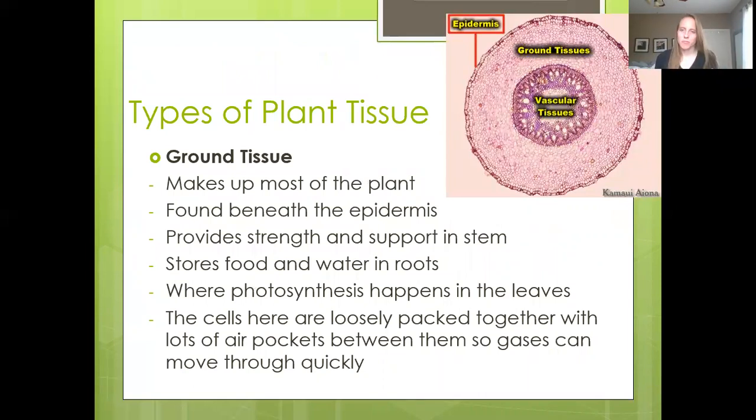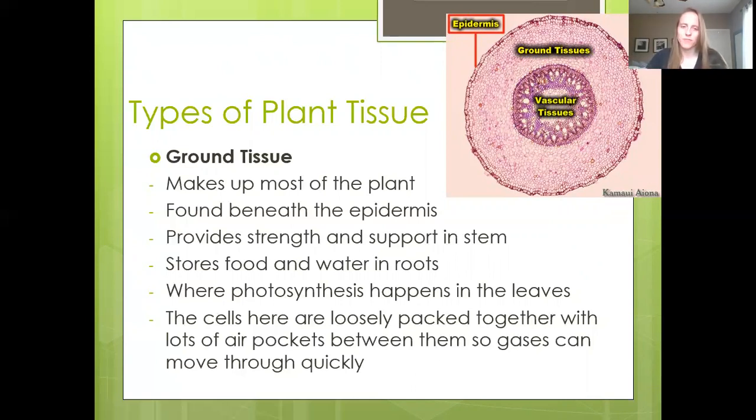Underneath that dermal tissue, you then have something called ground tissue, which makes up the majority of a plant. Up here, you can see a cross section. So this would be like if you had the stem of a plant going up and you cut it off this way. You just have a very thin layer of epidermis, or the dermal tissue, around the outside. And then most of the plant's thickness is made up of ground tissue. It is found right below the epidermis, and it provides strength and support for the stem so that it can grow tall without flopping over.